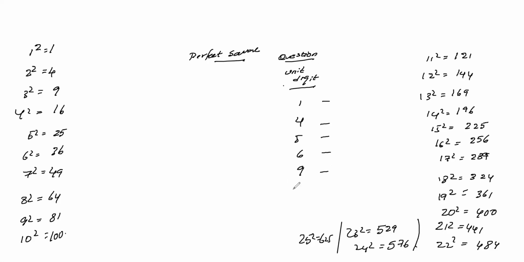So if questions come like this, in the answer's unit digit we'll get the following. If it is 1, we'll get 1 or 9. Remember this. This is how we solve questions with shortcuts. Please try to understand. For 4 it is 2 or 8. For 5 it is 5 only. For 6 it is 4 or 6. For 9 it is 3 or 7. Numbers ending in 1, 4, 5, 6, 9 we call perfect squares.